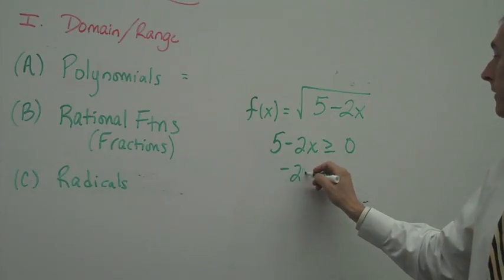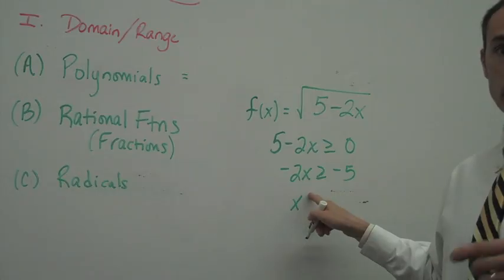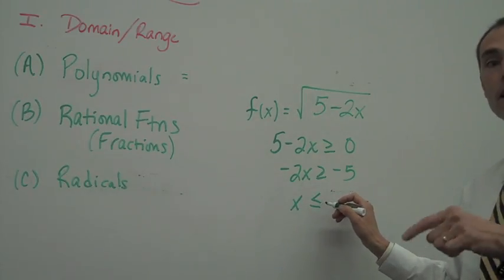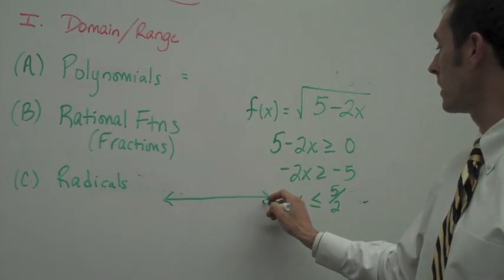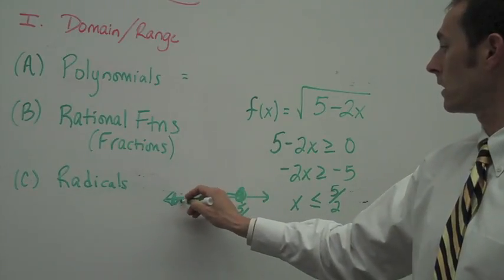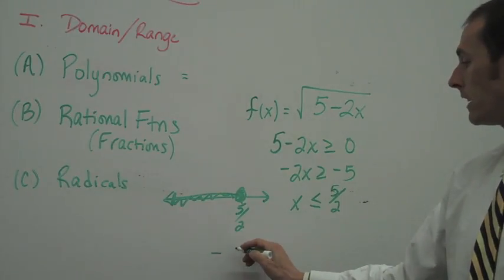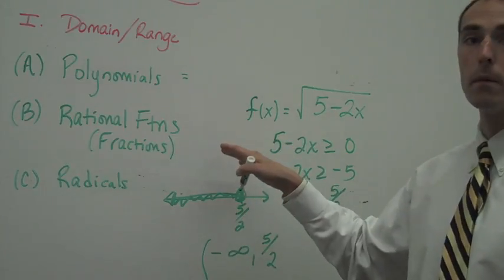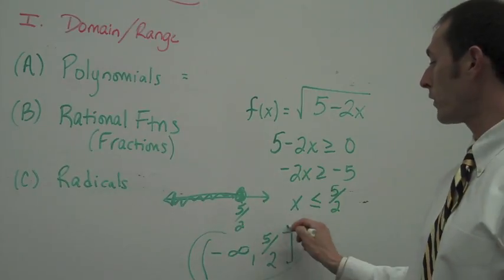Now when we do that, just be careful, don't make any silly mistakes. Make sure you flip the sign here because we're dividing by a negative. You're going to wind up with x is less than or equal to 5 over 2, which means we can use any number less than or equal to 5 over 2. So how do we write that in an interval? Well, negative infinity up until 5 over 2. The only difference here from the last problem is we can include 5 over 2, so we're going to use a bracket here, and that'll cap off our domain.